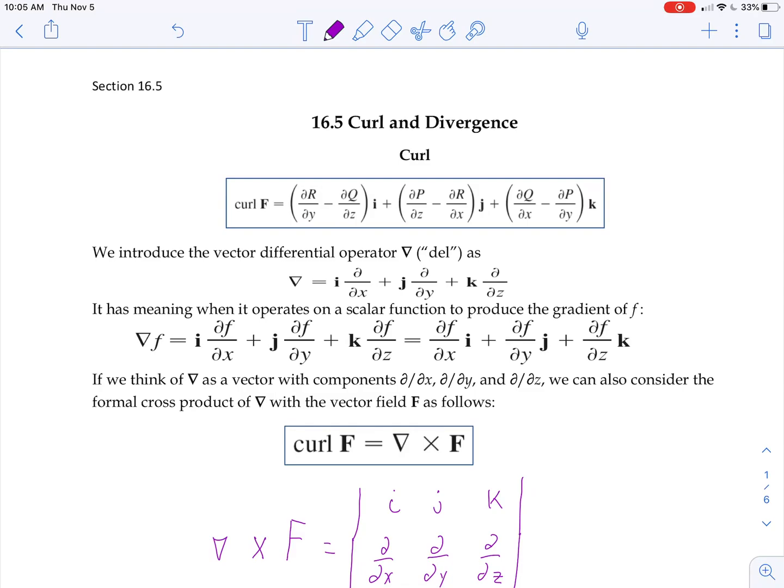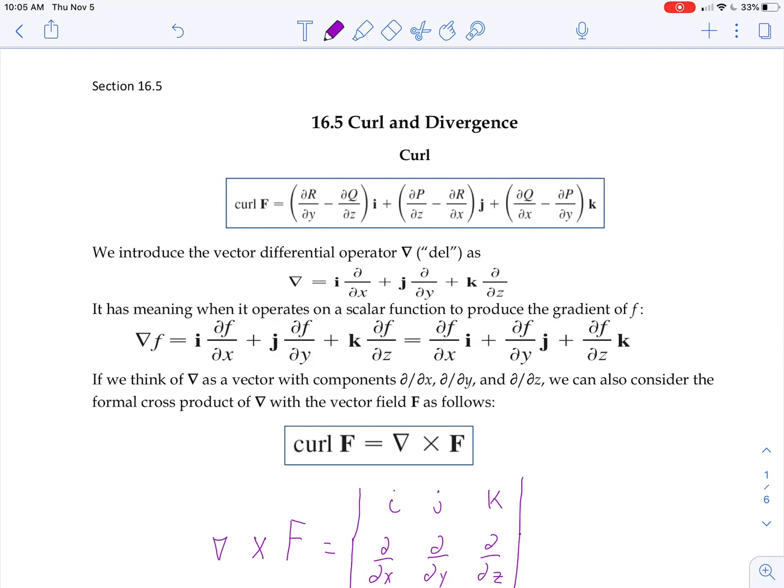curl of F is going to be just the vector (partial R over partial y minus partial Q over partial z) i plus (partial P over partial z minus partial R over partial x) j plus (partial Q over partial x minus partial P over partial y) k.